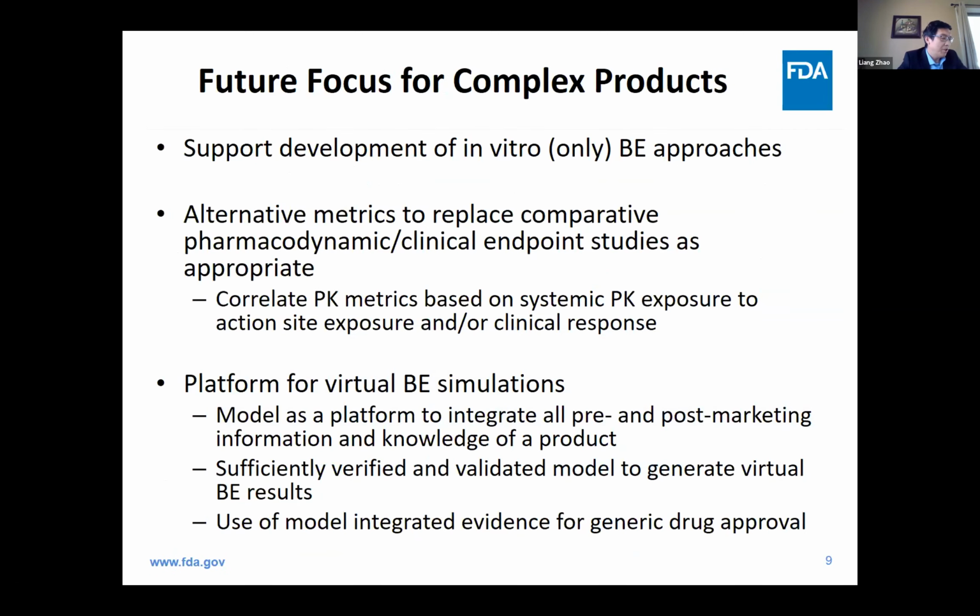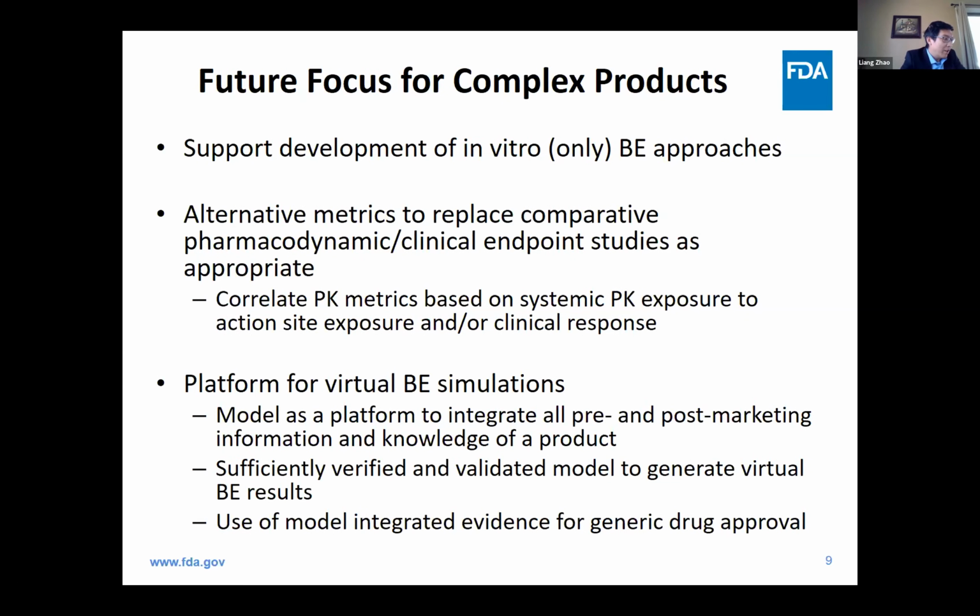This is a summary on what quantitative method modeling can do for complex generic drug development and approval in the near future. For complex products, we would work more to allow models to support development of in vitro or in vitro only BE methods, under the identification of BE spaces associated with this method. We also should work together to allow models to provide the justification of using alternative metrics to replace comparative pharmacodynamics or clinical endpoint studies.